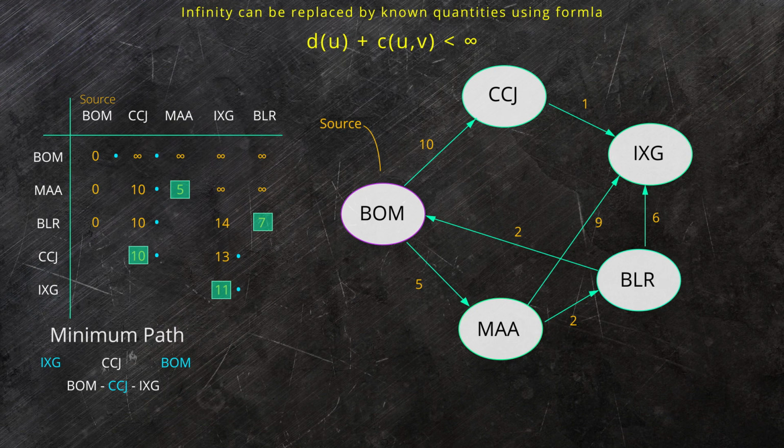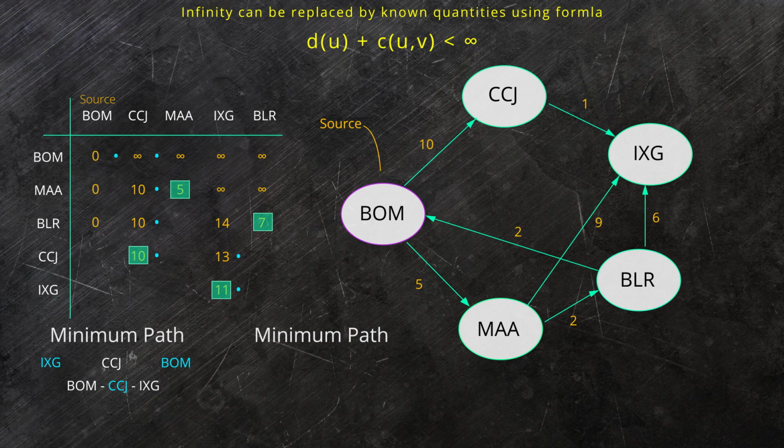Now let's take any other airport. Let's take any other choice. Now for example, we will find out from BOM to BLR. What is the shortest path? Now look, where is the BLR node selected? This one. So we will be using the same pointer system.